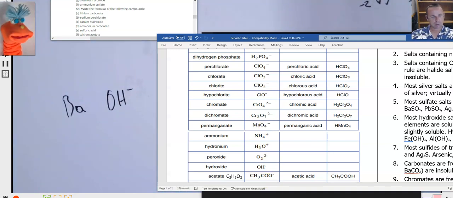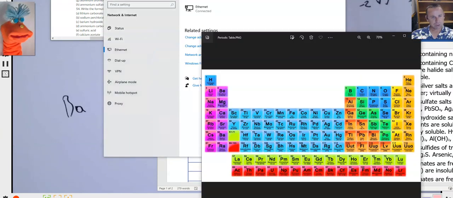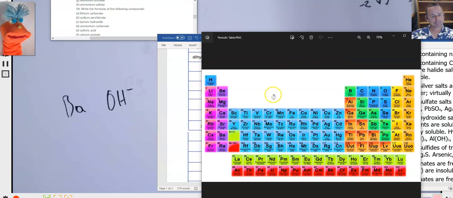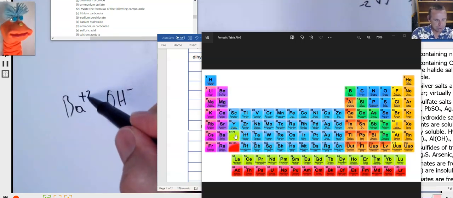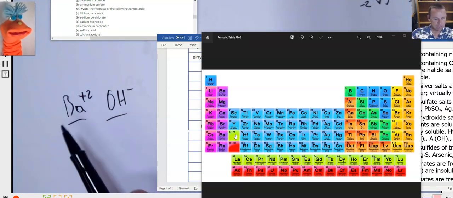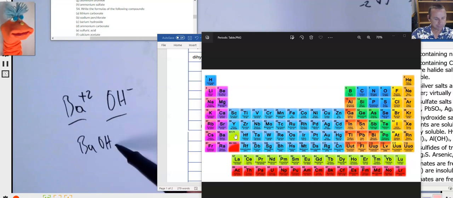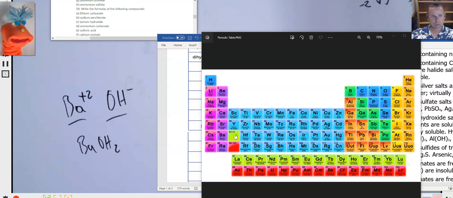Oh, I can't remember. All right, so let's bring up the periodic table here. See barium? Yeah, there it is, +2 charge. Good. Its location on the periodic table tells us it's a +2 charge. Hydroxide ion is -1. All right, so what's our chemical formula going to be? BaOH2. Like this? Yeah. Nothing wrong with that? No, that's okay.